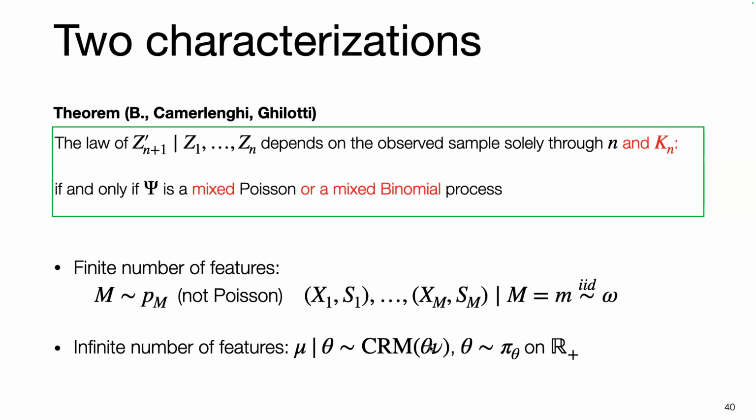In particular, this shows that predictions depending on n and K_n pertain to a much broader class than processes built from stable random measures, and actually do not even identify a unique class of processes. They pertain to a lot of prior distributions, the ones built from mixed Poisson and mixed binomial processes. So many prior distributions lead to this kind of predictive structure.